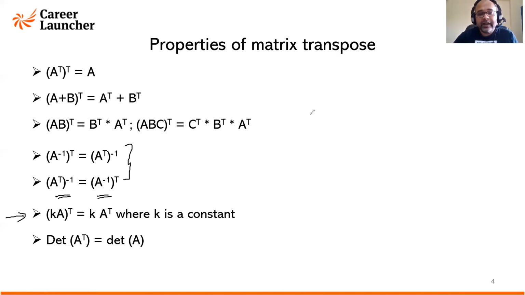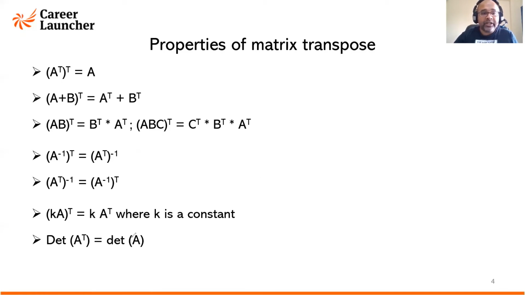Now, this is a property which is interesting. When you have a constant, K is a constant, say 2 multiplied by A, and then you want to take the transpose, this is the same as taking 2 separately out and A transpose. So the 2 does not have any effect. You can take it outside. First find the transpose of matrix A and then multiply it by 2 entirely, or K in the general term.